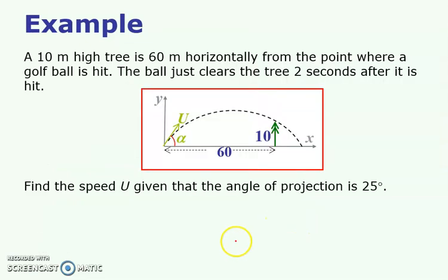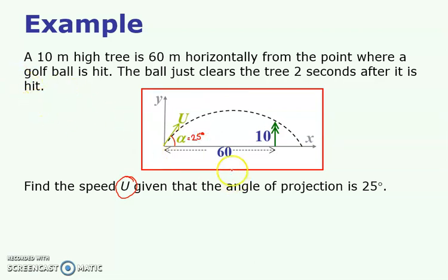23.6 degrees. A 10 metre high tree is 60 metres away from a point where the golf ball is hit. The ball just clears it 2 seconds after it's hit. Given that the speed is u, this time I want the initial speed. They don't tell me that. Given that the angle of projection is 25 degrees. Okay, so just go through this again.